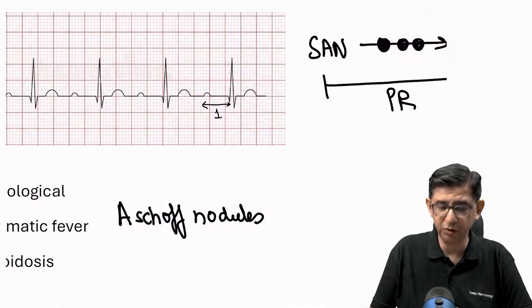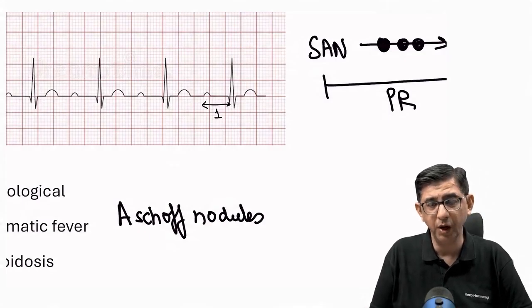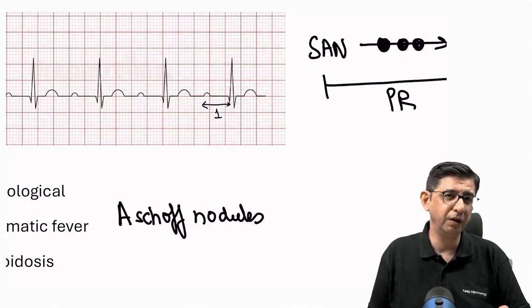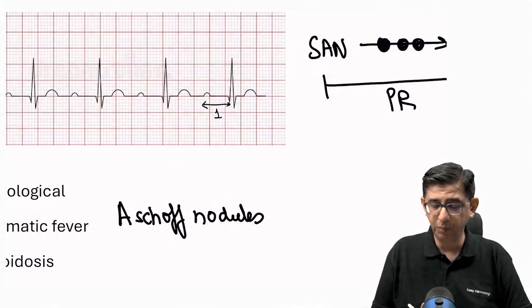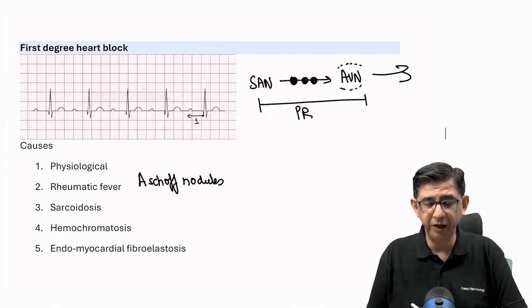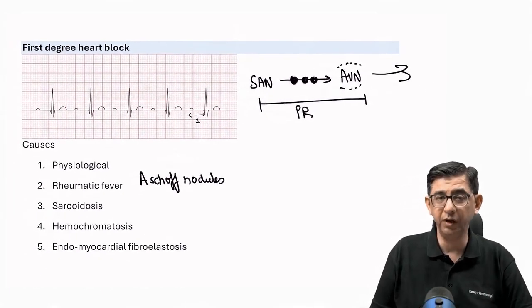Now you can see one large square is 5 small squares, as I explained to you. Here it is going into almost 7, 8. So 8 into 40 would be something like 320 milliseconds. The normal PR interval, as I've explained, is in a range of about 120 to 200 milliseconds. Here it's going up to 320.